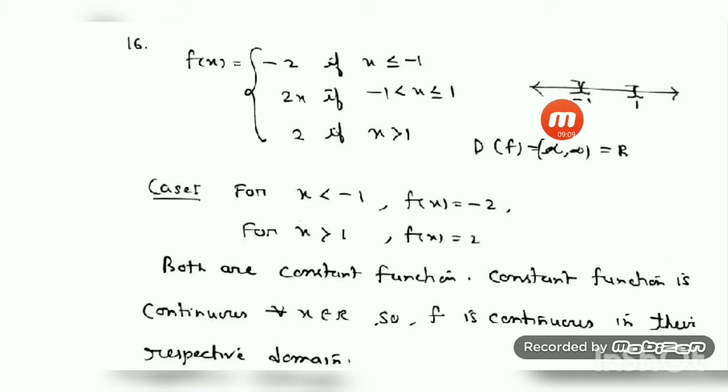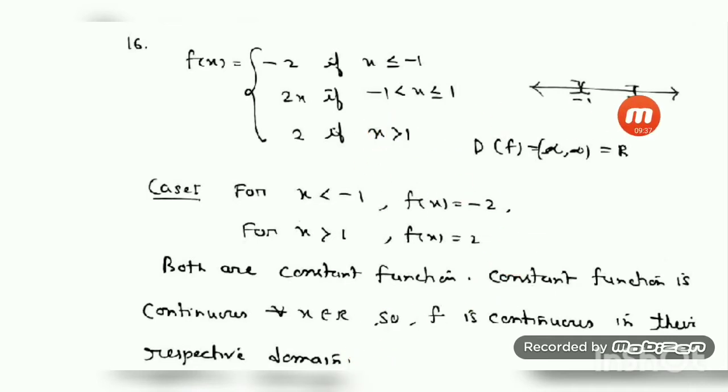So you see I have considered two cases together. For less than minus 1 the function is defined by a constant, and for greater than 1 it is also a constant. So I want to give the conclusion together. That's why I am considering these two cases together. Actually 1, 2, 3, 4, 5 cases are there. I will consider two cases together. So for x less than minus 1 it is defined by minus 2. For x greater than 1 it is defined by 2. Both are constant functions, and a constant function is continuous for all real numbers. So f is continuous in their respective domain.